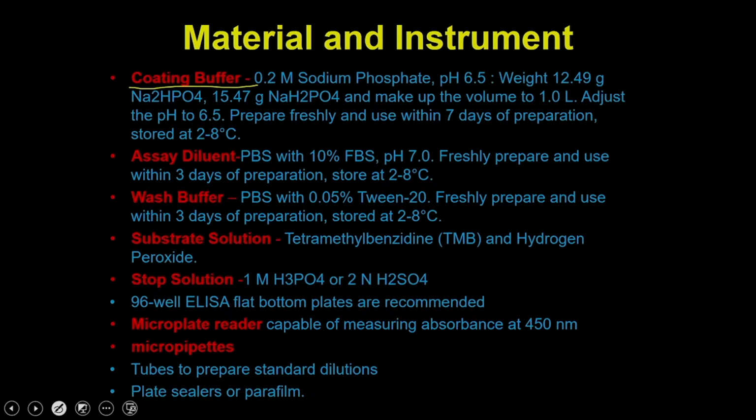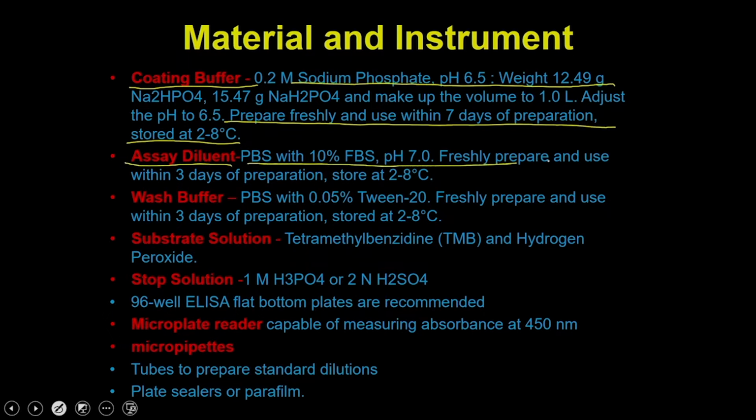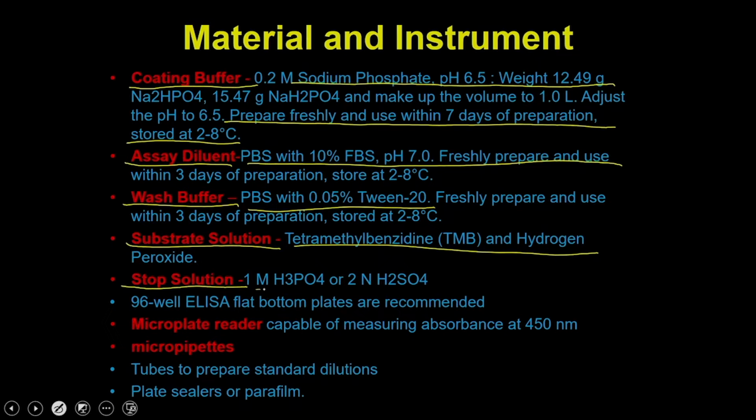Apart from that, you require a coating buffer. This is the composition of the coating buffer. The coating buffer has to be prepared fresh and used within 7 days. Then you require the assay diluent, which is PBS and can be used to prepare the different dilutions of samples. Then you require the wash buffer, which contains PBS plus Tween 20. Then you require the substrate solution, which is TMB and hydrogen peroxide. Once the reaction is over, you require the stop solution, which contains H3PO4 or sulfuric acid.